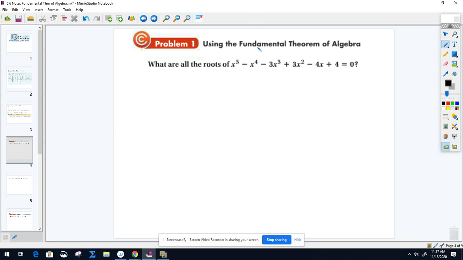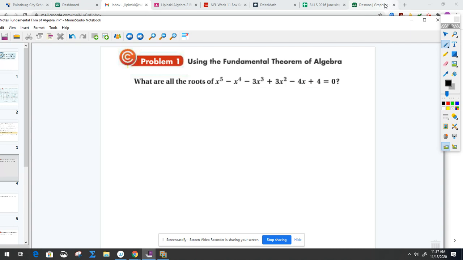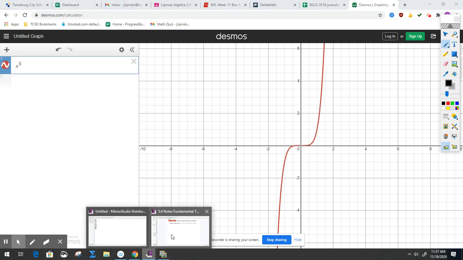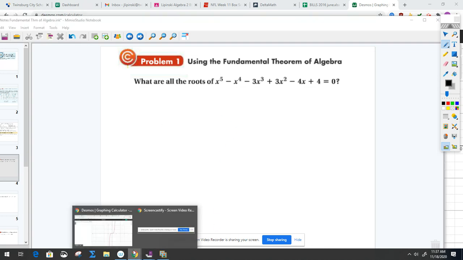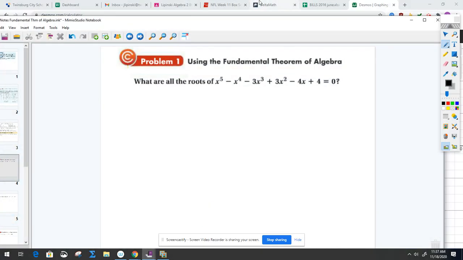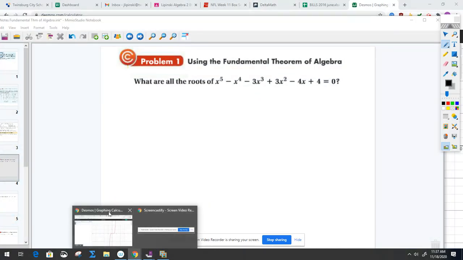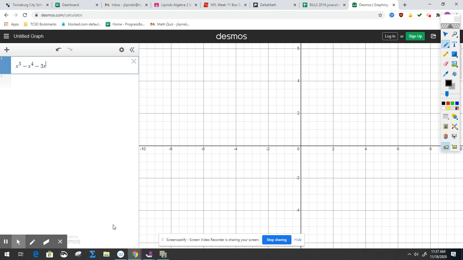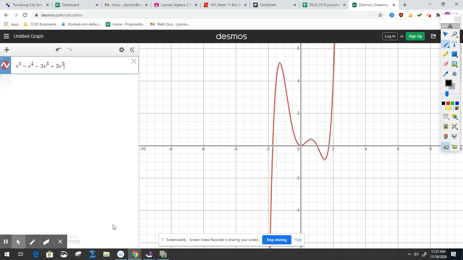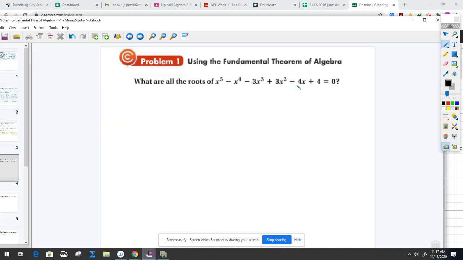Okay, first of all, I have to type this into Desmos, or a graphing calculator. So the first thing I'm going to do is plug this into Desmos, and I want to make sure that you type it in correctly, x to the fifth, and what I'm looking for is where does this thing cross the x-axis? Where does this cross the x-axis? So minus 3x cubed. It was plus 3x squared. I'm going to double check that. Minus 4x plus 4.